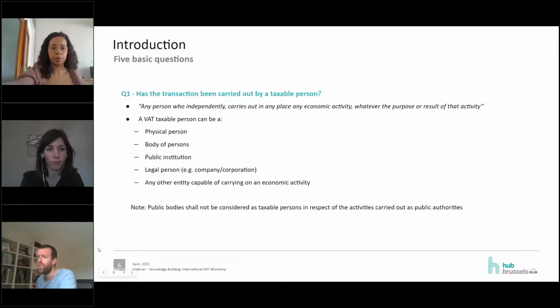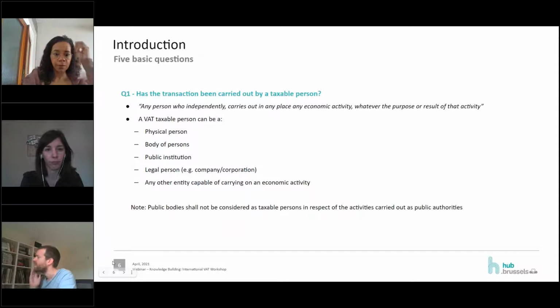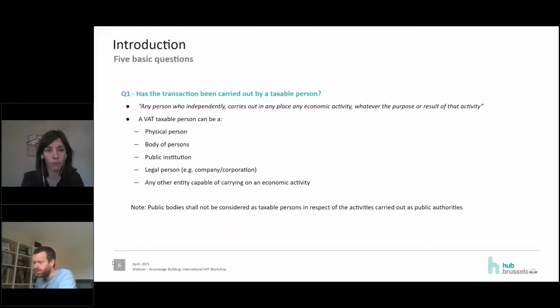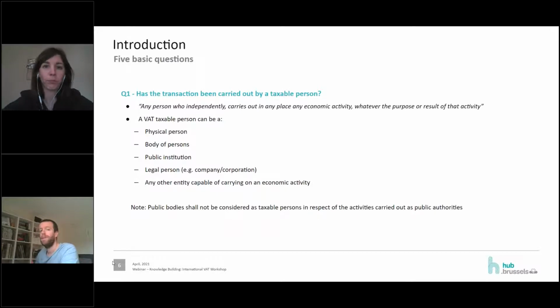So the first one, has the transaction been carried out by a taxable person? That is the most important one, because if it's a transaction that is performed not by a taxable person, then it's not subject to VAT. So what is actually a taxable person? It's any person who independently carries out an economic activity, whatever the purpose or results of this activity. So what does that mean? It means that not everybody, but a lot of people could be considered as a taxable person as long as they carry out an economic activity.